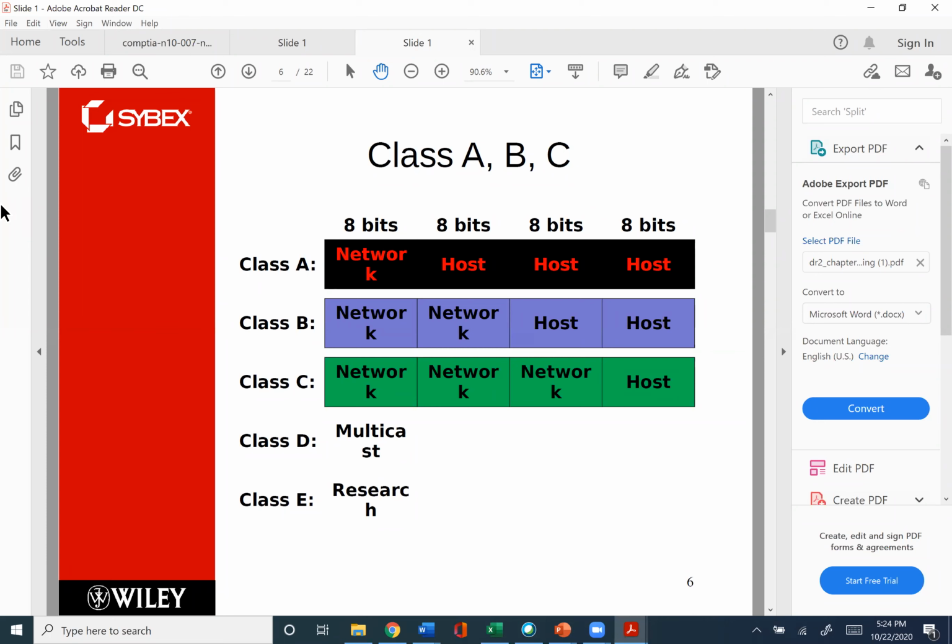So when you think about classifying the IP address, we have 5 classifications. A, B, C is the main thing, and we're going to keep talking about this pretty much the whole class, if you want to say.